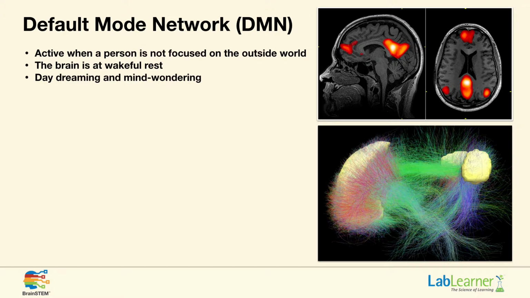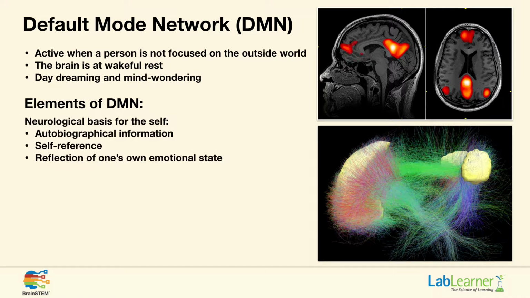You're not sleeping, but you're resting. It's essentially daydreaming or mind wandering. And this is where we spend a great deal of our time. The elements of the default mode network are things like the neurological basis of self. So it's this autobiographical information about ourself, our self-reference, where we are in time, and reflections on our own state, our physical and our emotional state.